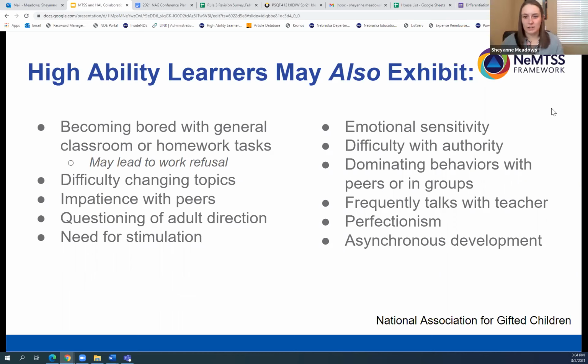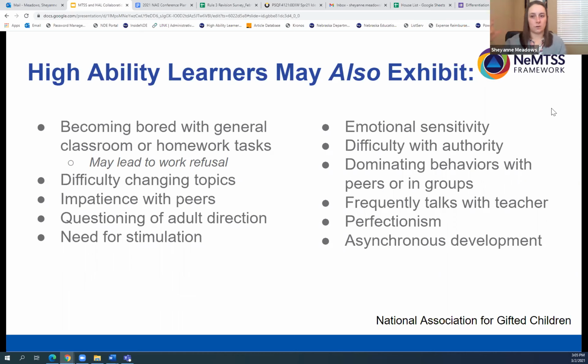They often are impatient, and so their peer interactions may not be very beneficial for everyone. They often don't understand why peers aren't learning as fast as them and why they don't understand like they do, or why they don't want to talk about what they want to talk about, and so it causes that impatience. They often question adult direction, which can be seen as insubordination, but it really is truly because they want to know why they're doing what they're doing, and they want to understand the whole product instead of just step by step.